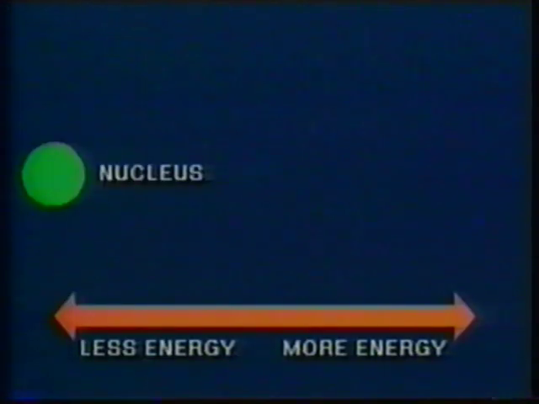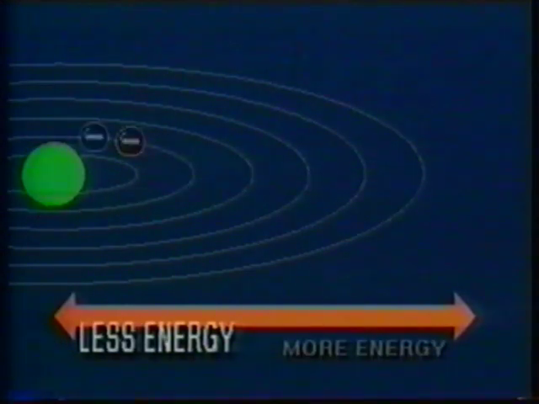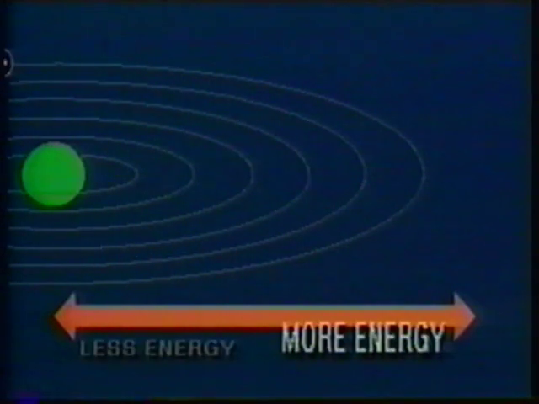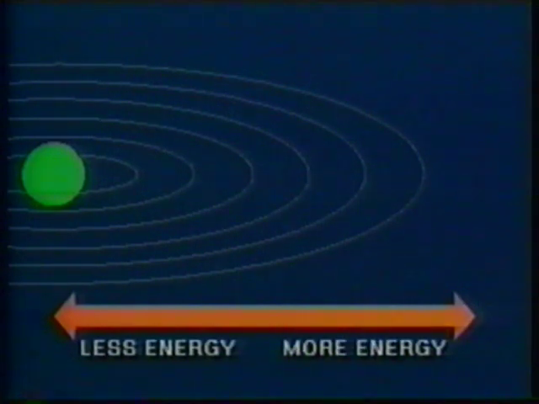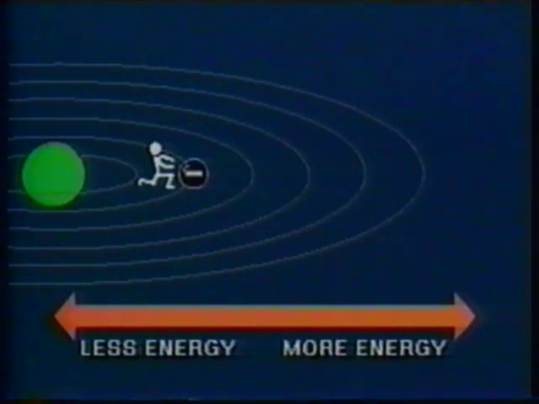Bohr knew that electrons traveling close to the nucleus in small orbits possess less energy than those moving in larger orbits. This is because an electron near the nucleus is attracted more strongly by the nucleus than one that is further away. Energy is required and work must be done on an electron in order to move it from a small orbit to a large orbit.